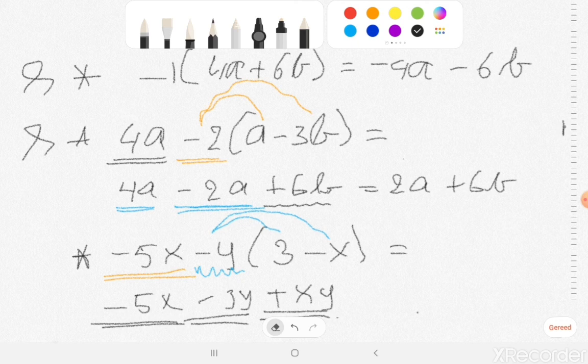Alright, so that was an explanation about paragraph 8.2, how you need to multiply out the brackets. In the next paragraph, we're going to multiply out a bracket with not only one bracket, but with 2 brackets. So good luck everybody.